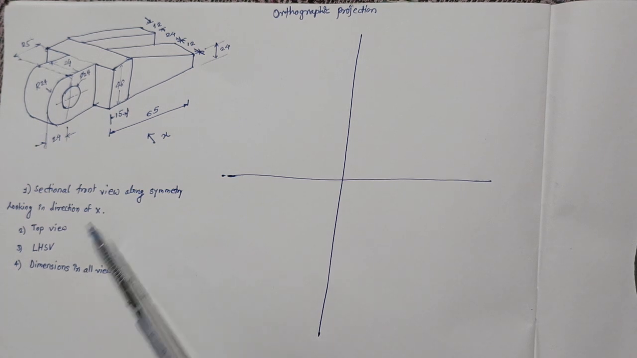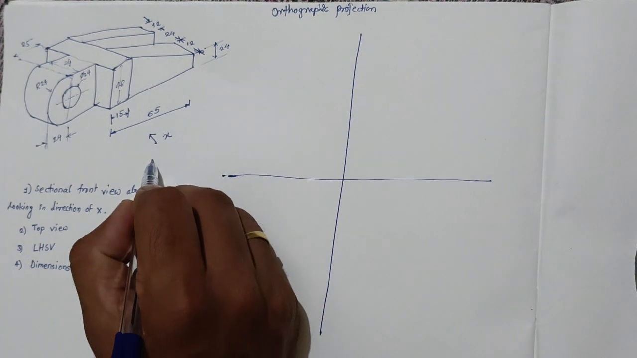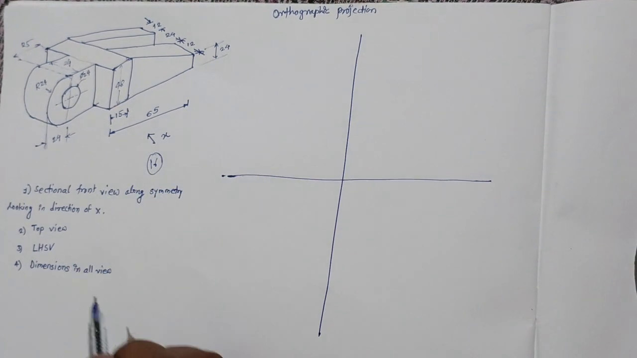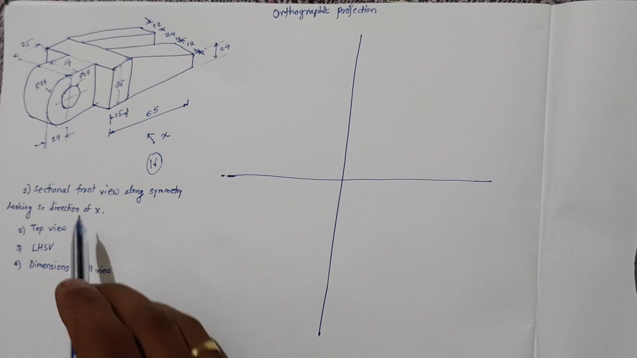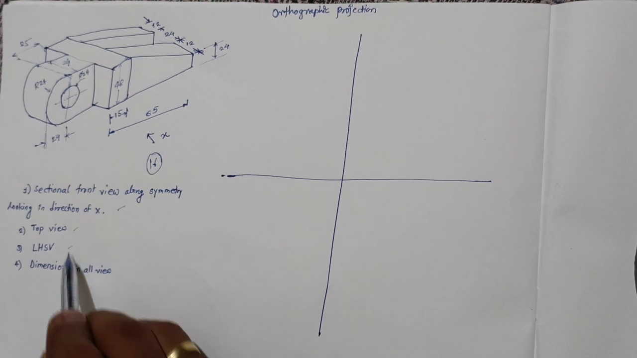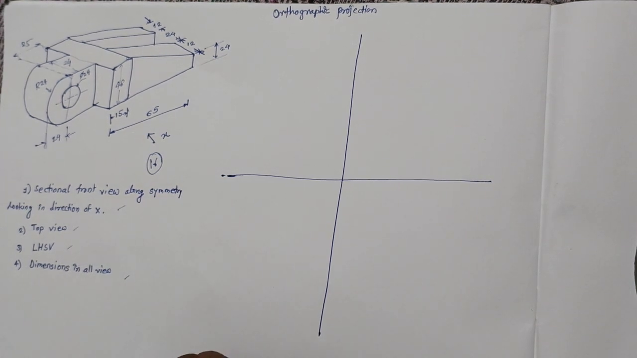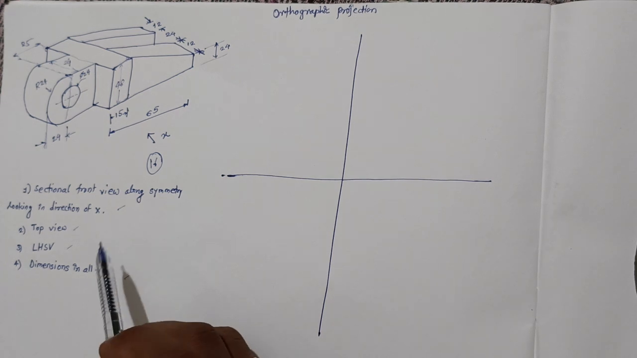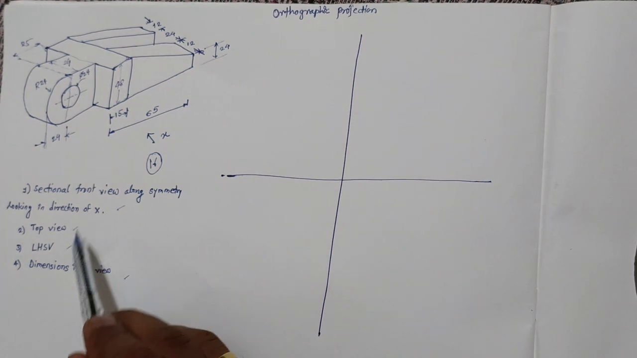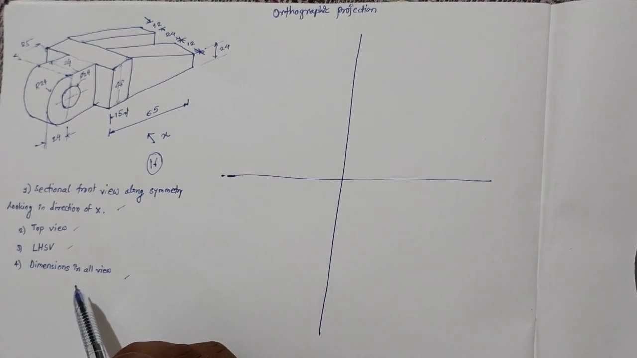So the university is asking this problem statement for 16 marks. Four marks each are distributed among these four segments. So we have to take care that we are drawing all these four things accurately.